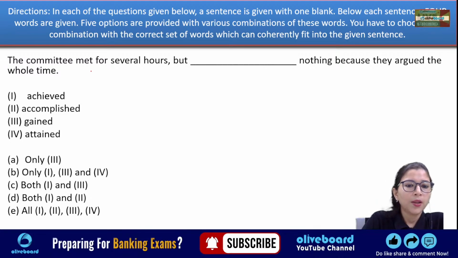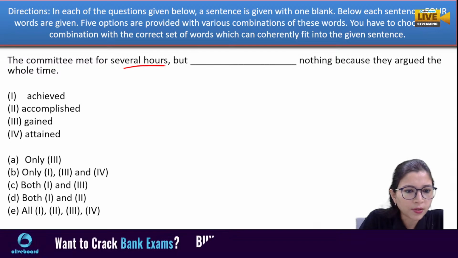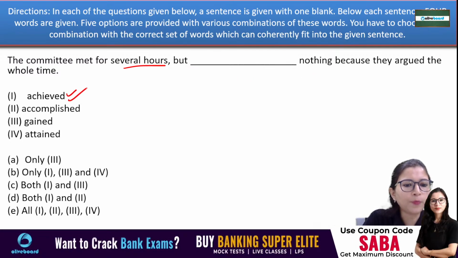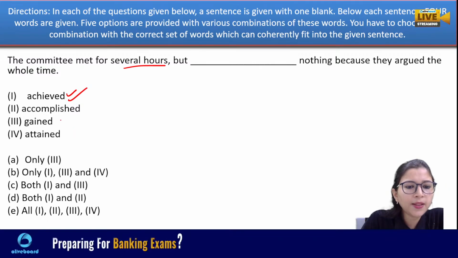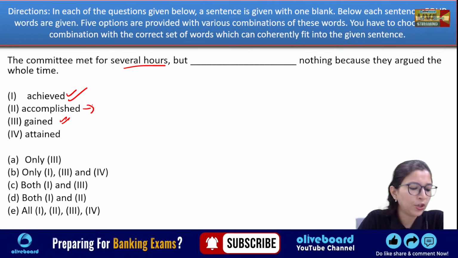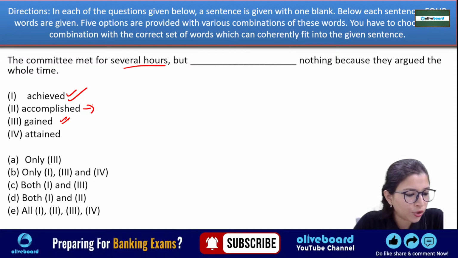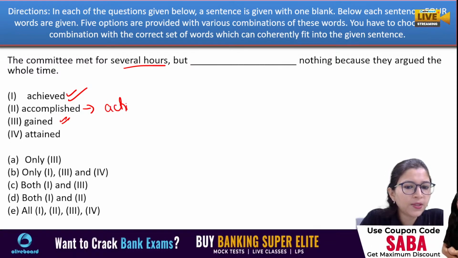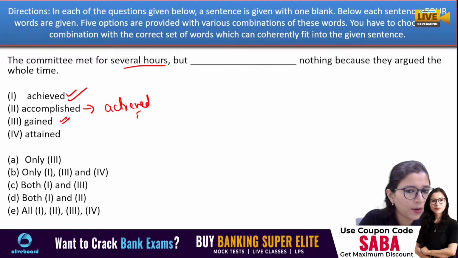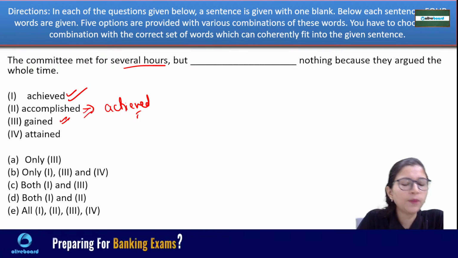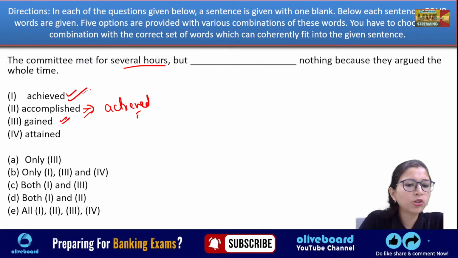Now listen, the committee met for several hours, okay, but that's nothing. So achieved nothing is absolutely correct. Gained nothing, this is also correct. What is the meaning of the word accomplish? Don't you think accomplish also means achieve only? I've accomplished these tasks, so it means I've achieved, I have completed. So the committee met for several hours, but accomplished nothing, but achieved nothing. So this is also the correct option.